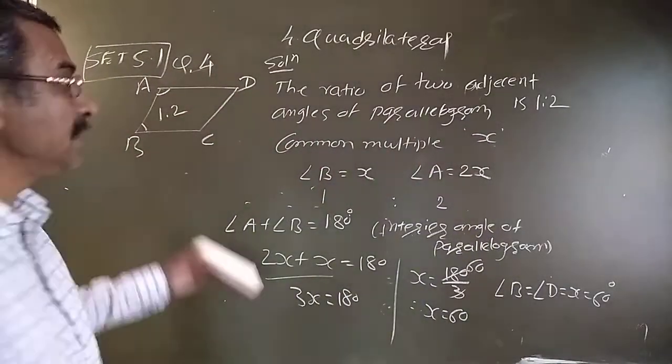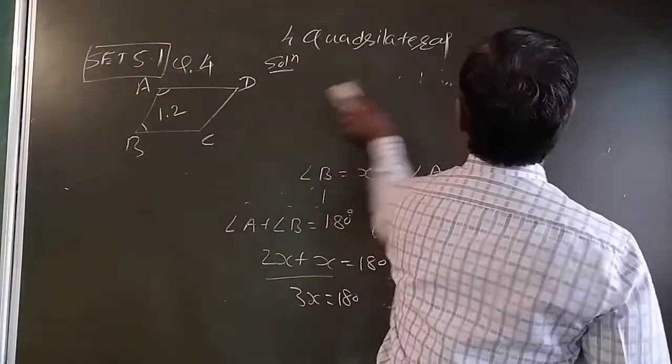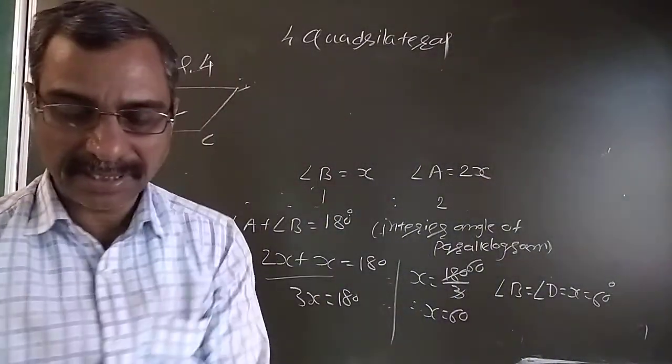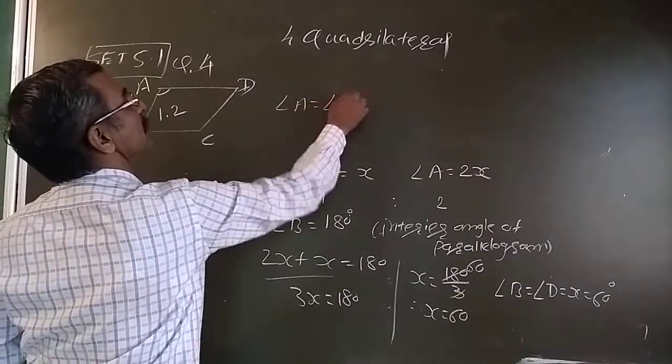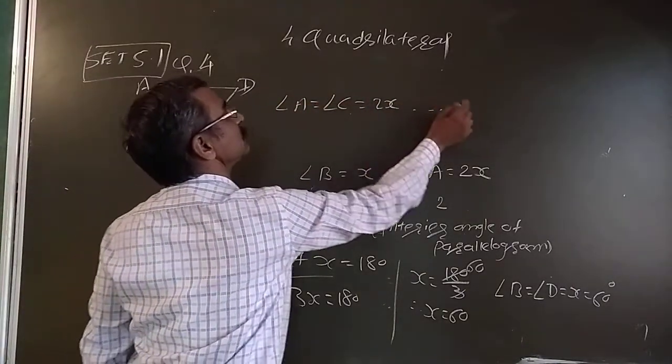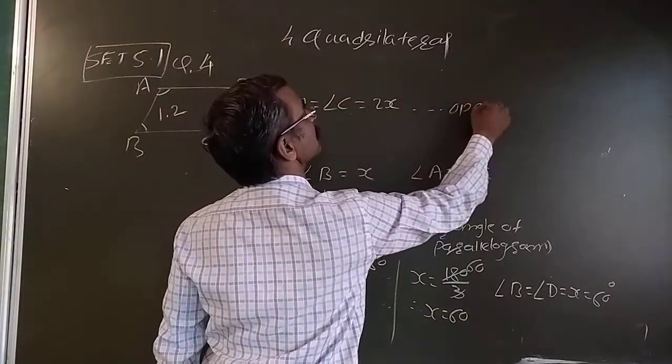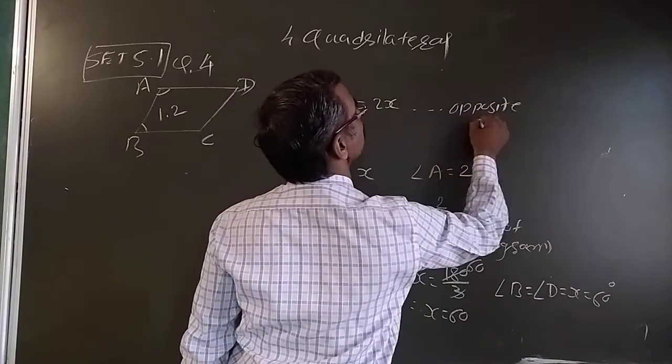And angle A is equal to 2x. Angle A is equal to 2x, which means angle A is equal to angle C is equal to 2x. That is the opposite angle. What is the reason? Opposite angles.